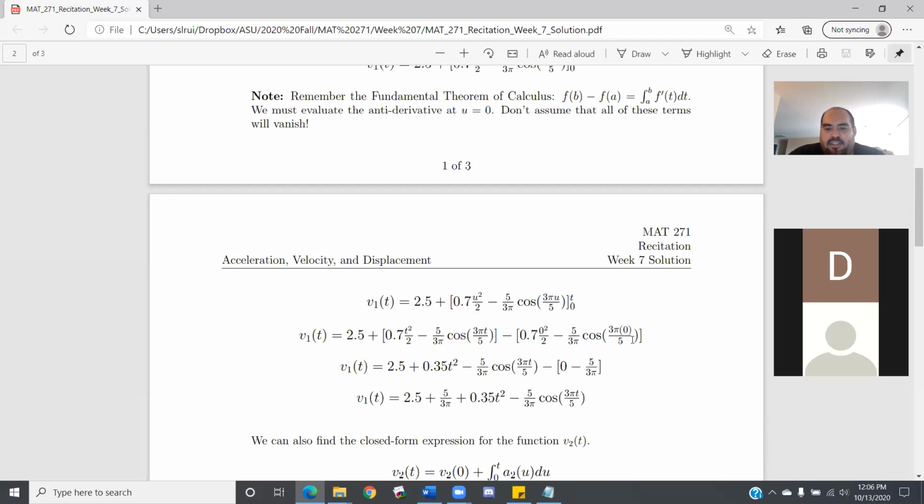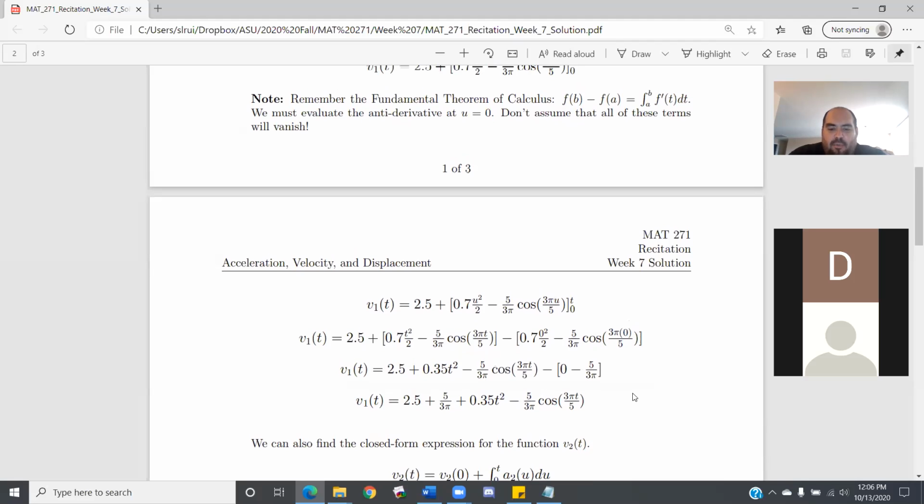In fact, in this case, cosine of 0 is 1. So this second term ends up being negative 5 over 3 pi. Because of that, once I clean up everything and simplify, I get this expression for velocity 1 of t that has these 4 terms in it.